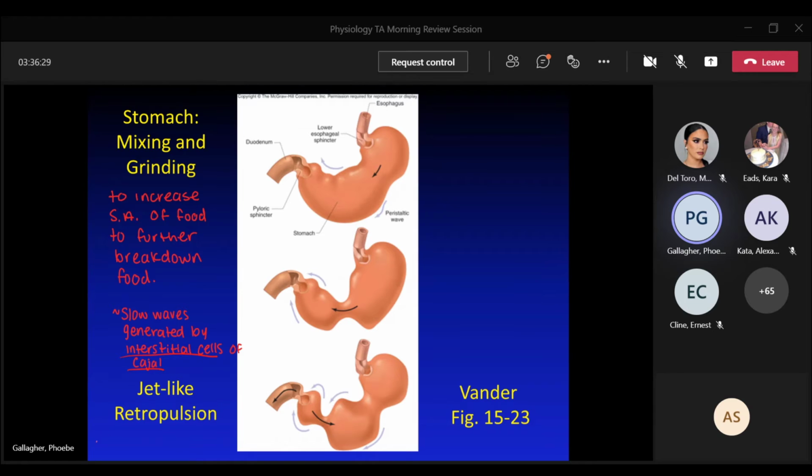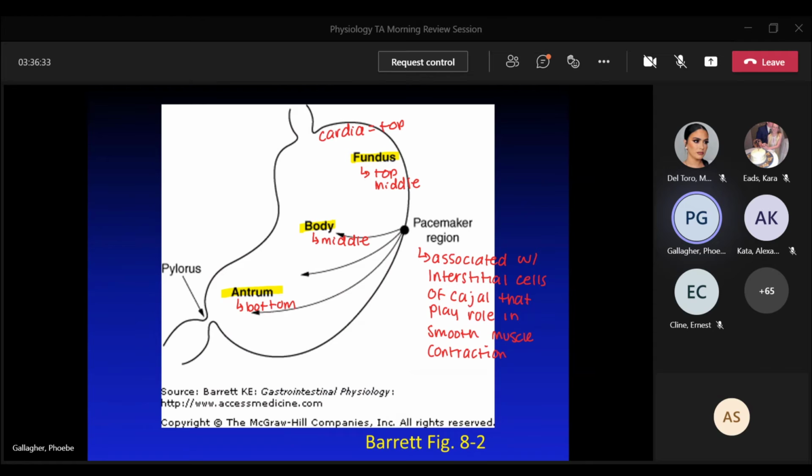He introduces those formally. But anyways, your interstitial cells of Cajal are kind of like your pacemaker cells in your stomach. So this is your pacemaker region, and they send action potentials down to cause your stomach to churn the food around. So it's just like the pacemaker for stomach churning to help move the bolus around and allow for proper digestion and breakdown of the food bolus.